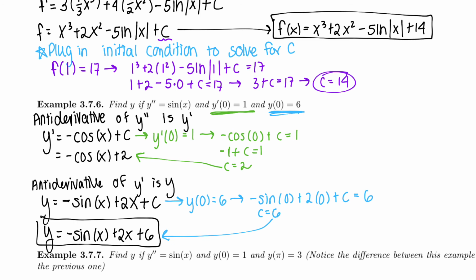So with these initial condition ones, you're just finding the antiderivative. Once you've found the antiderivative, you plug in information so that you can solve for the c value.